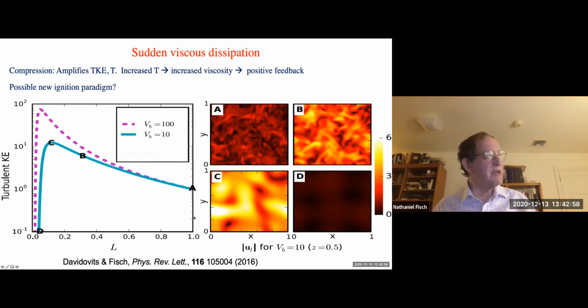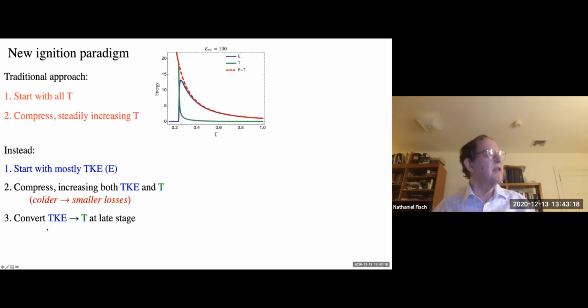So as you compress, L goes to some smaller and smaller distance. This is the size of the box. You start out turbulent with small scale turbulence. You end up with larger scale turbulence as I go to B, and much more energy. And then all of a sudden you dump the energy very quickly into heat. So that gives us a new ignition paradigm.